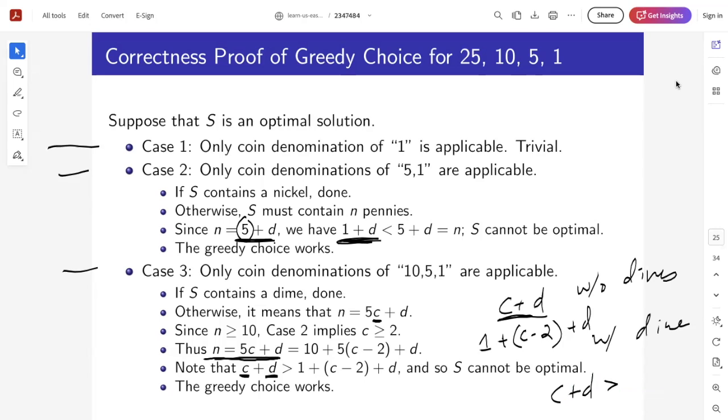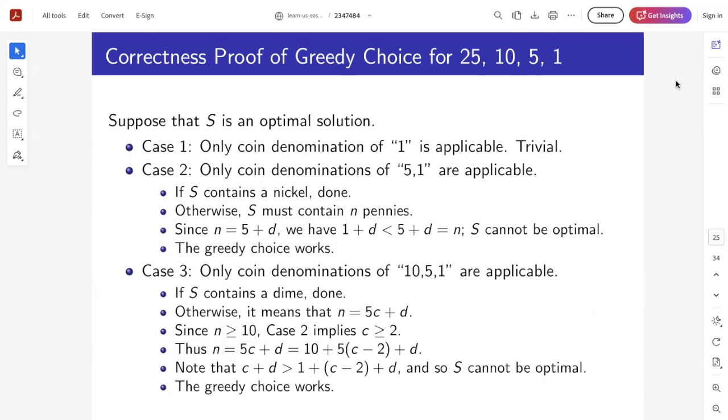is greater than C minus 1 plus D, because you add this one up, so you minus 1 out. So this is not a minimal solution.